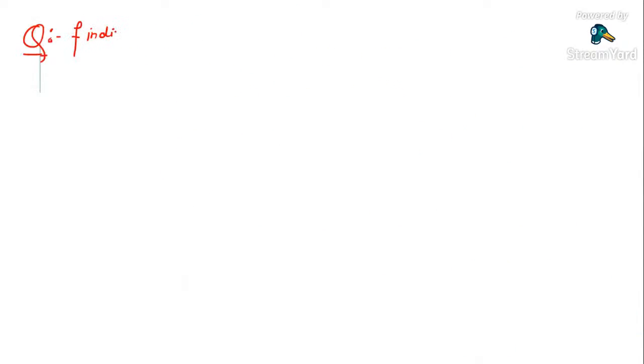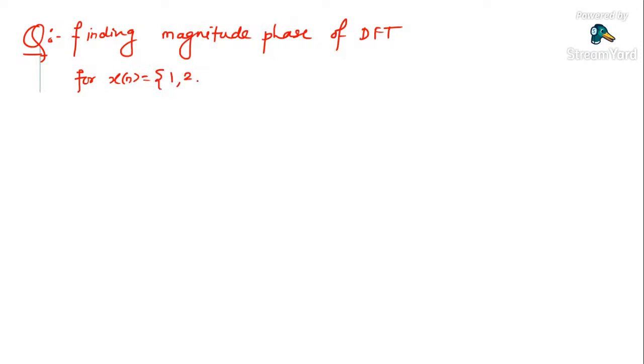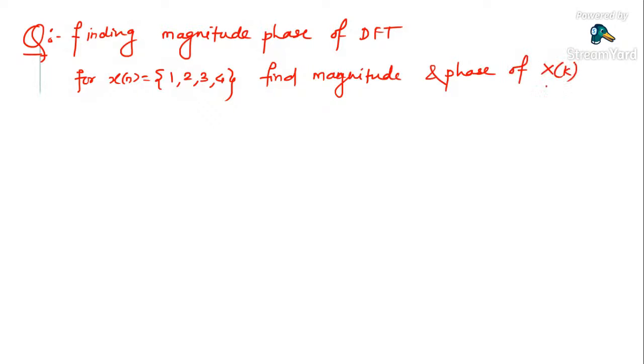Now after Parseval's energy theorem, one more question I would like to solve, that is finding the magnitude and phase of DFT. Suppose the question is: for x of n equal to 1 2 3 4, find the magnitude and phase of X of k.